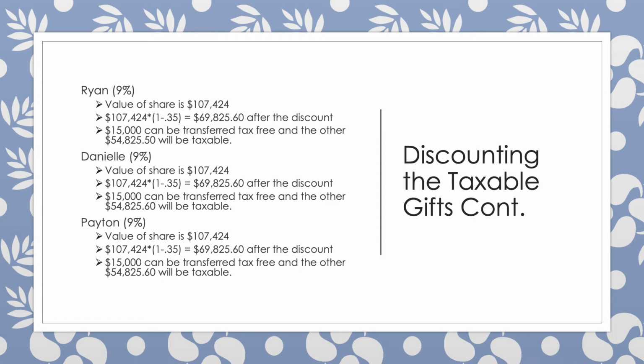$54,825.60 will be taxable. Now, for Danielle, this will be the same. The value of the share will be $107,424, and after the discount, it will be $69,825.60. Once again, the $15,000 can be transferred tax-free due to the annual exclusion, and the other $54,825.60 will be taxable. For Peyton, this will be the same as the other three children I have explained.